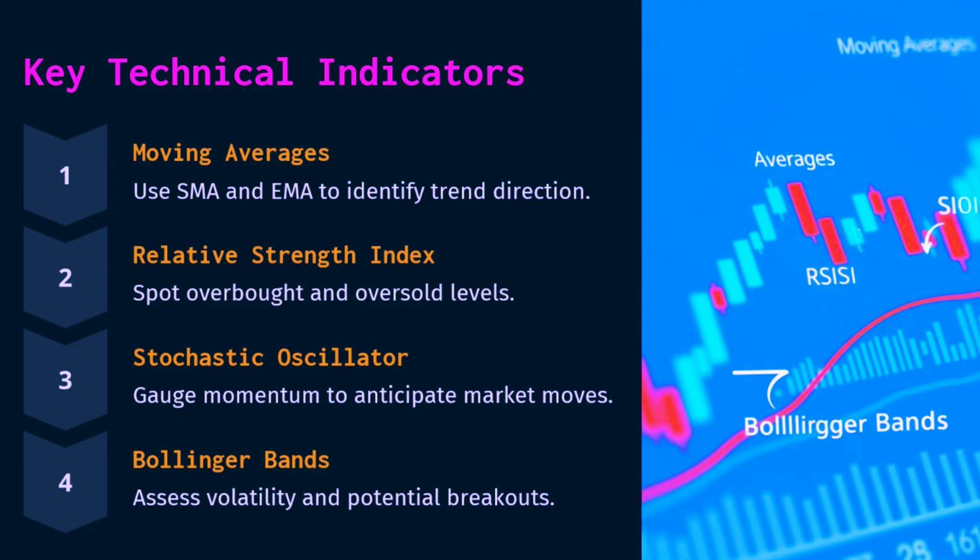Key technical indicators. Moving averages. Use SMA and EMA to identify trend direction. Relative strength index. Spot overbought and oversold levels. Stochastic oscillator. Gauge momentum to anticipate market moves. Bollinger Bands. Assess volatility and potential breakouts.